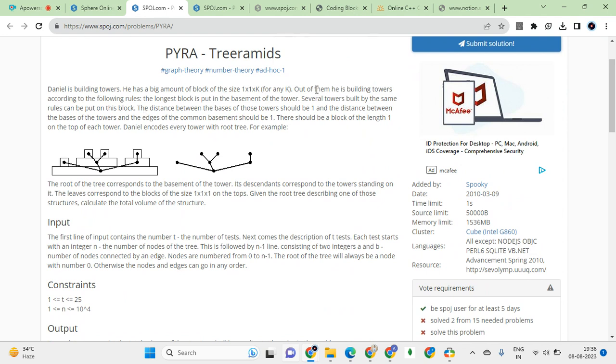What is the rule? He's building towers according to the rules. The largest block is in the basement. Okay. The distance between the base and tower should be 1. Bases of towers and edges of the common basement should be 1. This is the base of tower. Got it. This is the base of tower. This is the base of tower.